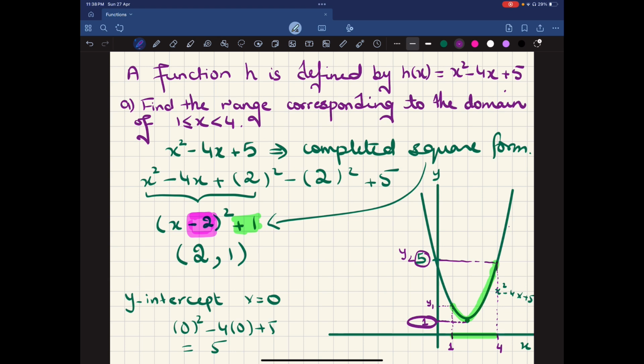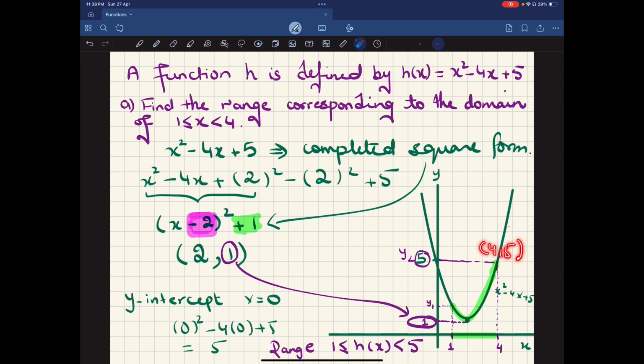1. So what is the value? It is 1. So what is the range going to be? The range is going to be h of x greater than or equal to 1, but less than 5. Why less than 5? Because 4 is not included. It is less than. So the y value is also going to be less than 5, and 5 is not included in the range.